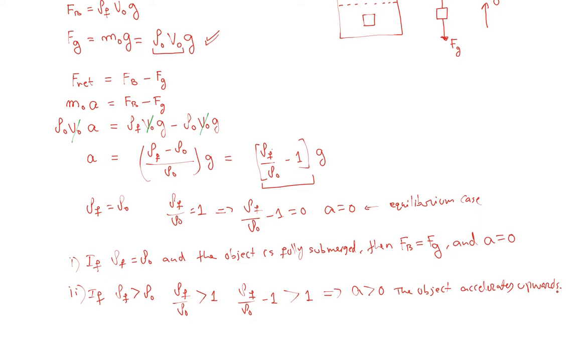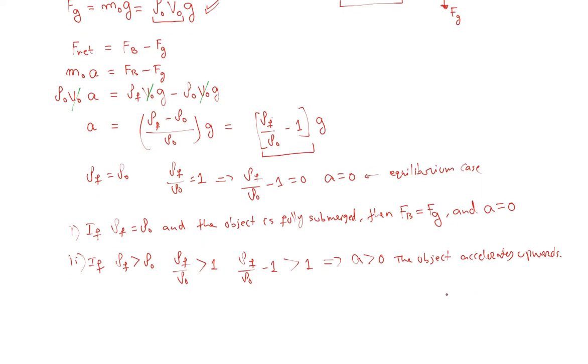So that is our case 3. Case 3 is if the density of the fluid is smaller than the density of the object, or the object is more dense, then rho fluid over rho object is less than 1, and which really means that rho fluid over rho object minus 1 is a negative number.